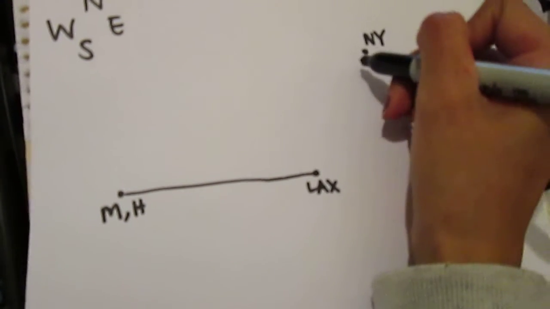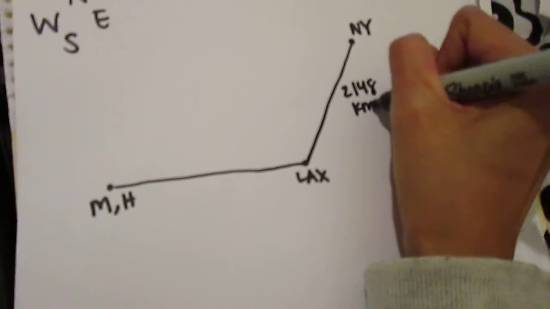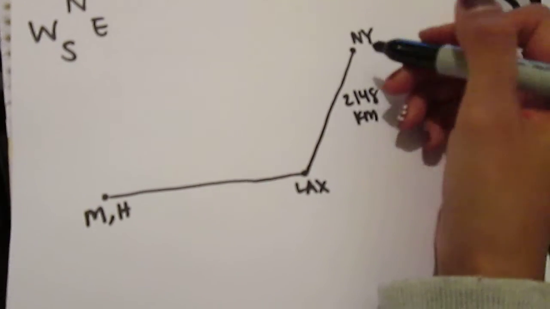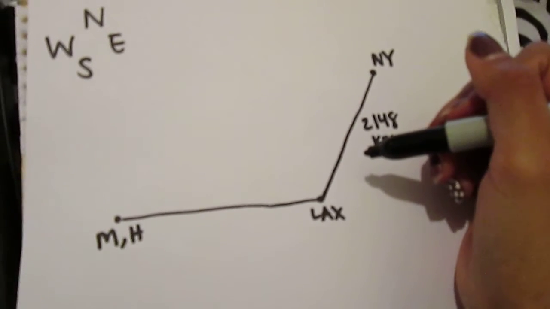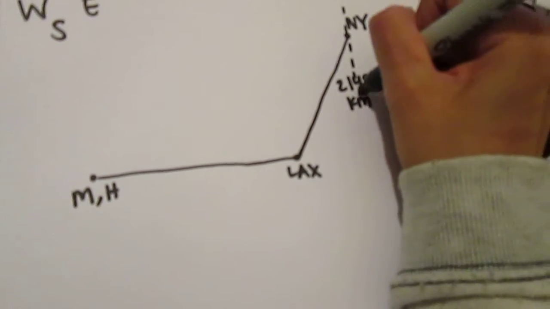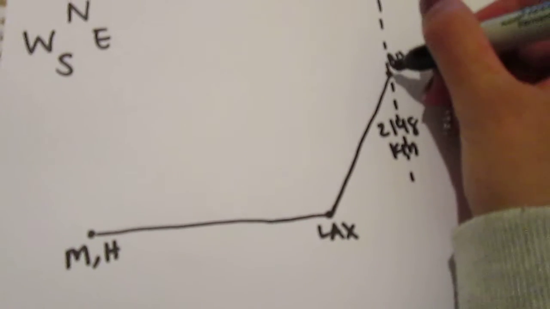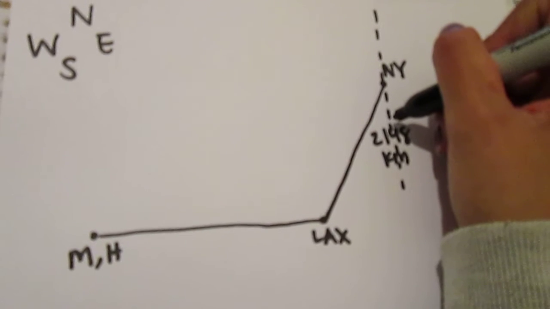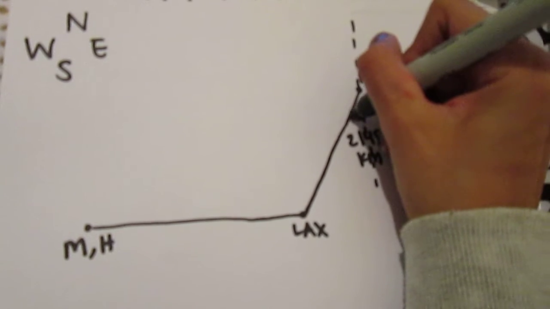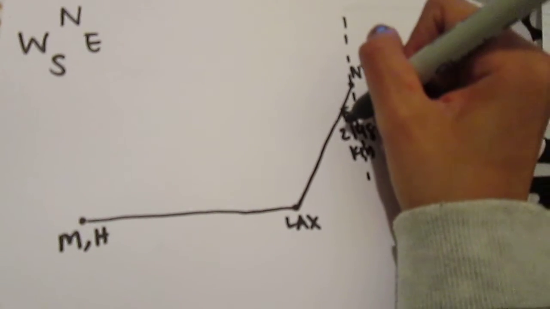And it is 2,148 kilometers from LAX. So to fly from the New York airport to LAX, it would be a bearing of south 42 west. So we draw our north-south line, and south 42 degrees west, we start from the bottom of our point, and we go to the left, we're going west. So this right here would be 42 degrees.